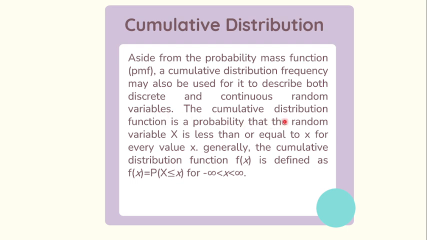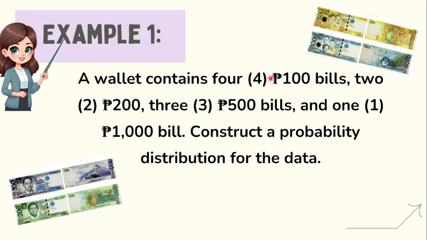The cumulative distribution function is the probability that the random variable X is less than or equal to x for every value x. Generally, the cumulative distribution function F of x is defined as this notation. So, ibig sabihin, si cumulative distribution function, pwede natin siyang magamit to describe either discrete or continuous random variables. So, again, going back to our PMF, let's have our example number 1.